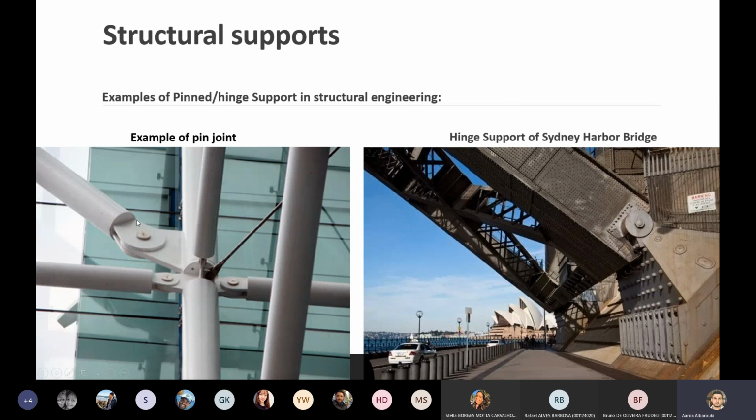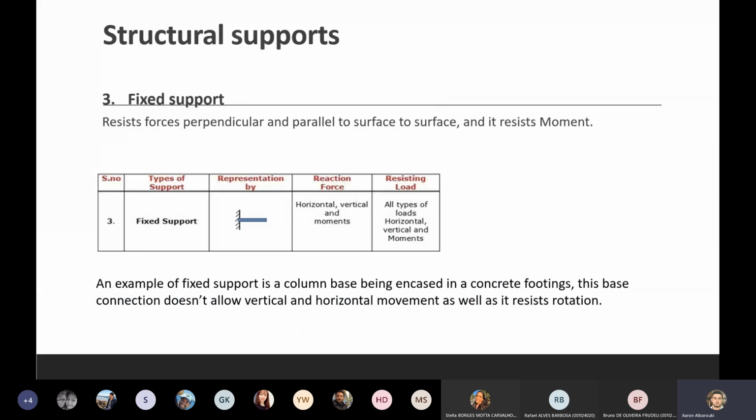Similarly, we've got many examples of pin supports. This member here, and those are the supports we usually use for trusses. Look, this is one of the truss arrangements, okay? This member here can rotate, but it can't move vertically or horizontally. That's the definition of a pin support.